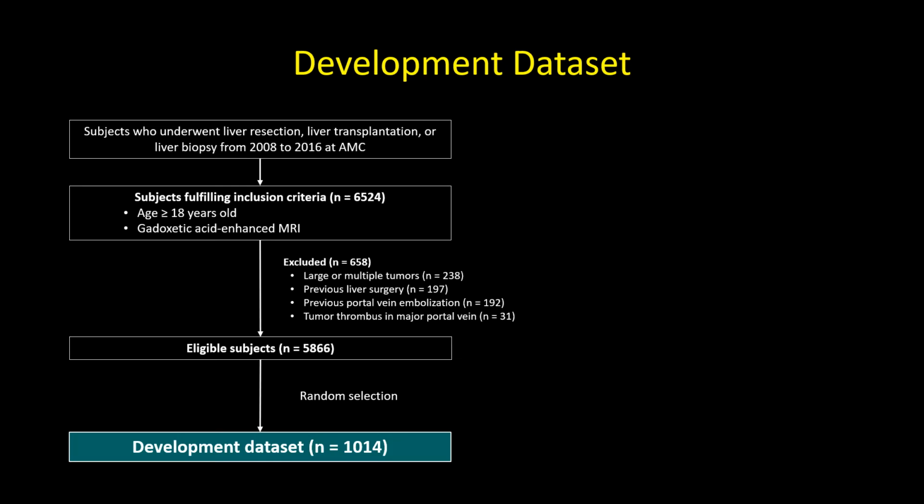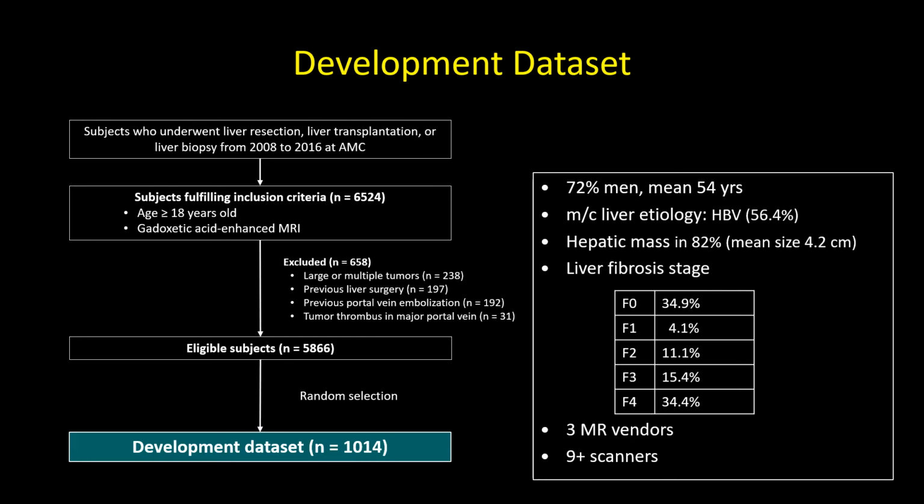The development dataset consisted of 1,014 patients who underwent liver resection, liver transplantation, or liver biopsy and preoperative Gadoxetic acid-enhanced liver MRI. 72% were men, and more than half of the patients had hepatitis B, which was the most common etiology of underlying liver disease. Hepatic mass was present in 82% of patients. The liver fibrosis stage was most commonly F0, followed by F4. MR images were obtained from 3 vendors and more than 9 scanners.